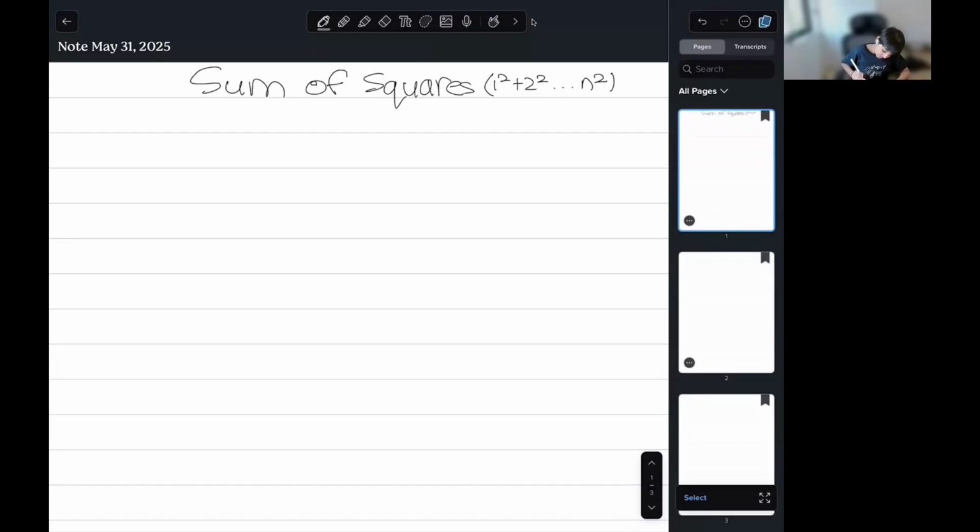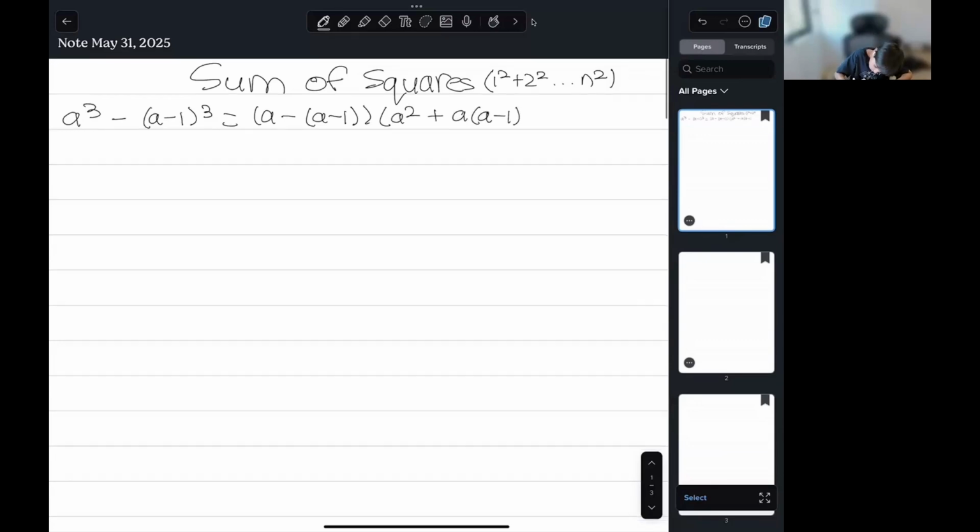So let's get started. First, we're going to start by using the fact that a cubed minus (a minus 1) cubed is equal to (a minus 1) times (a squared plus a(a minus 1) plus (a minus 1) squared). This is just a simple difference of cubes, a cubed minus b cubed factorization.